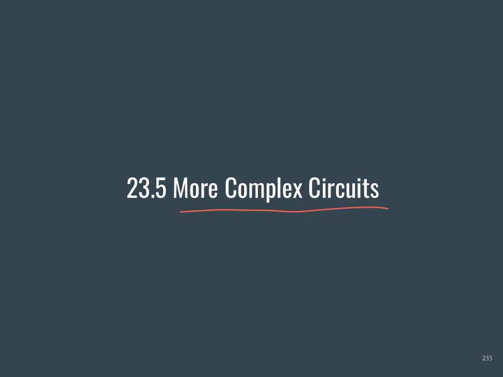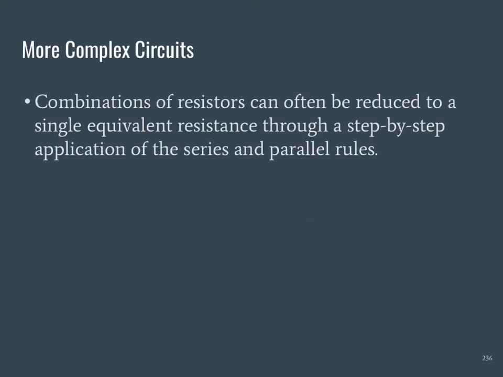Now, there are a couple other sections in Chapter 23, but those are actually reserved for AP Physics 2. It's going to get into the concept of capacitors and how we analyze capacitors and RC circuits. That is not covered in the scope and sequence of AP Physics 1. So we're going to talk about complex circuits, and then we will be done.